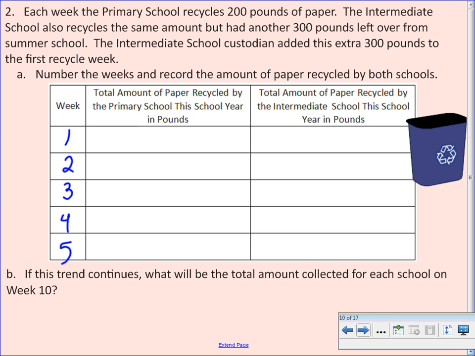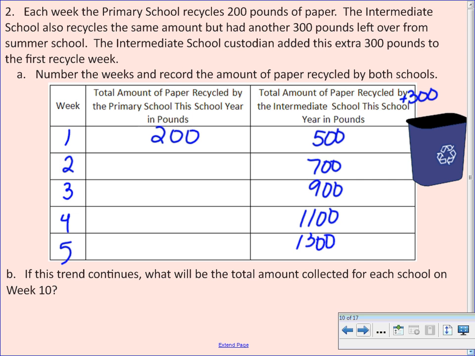Okay, so we started with 200 pounds. They also had 200 pounds, but they had that 300 left over from summer school. So they started with 500 pounds. Each week, they added another 200 pounds. Okay?